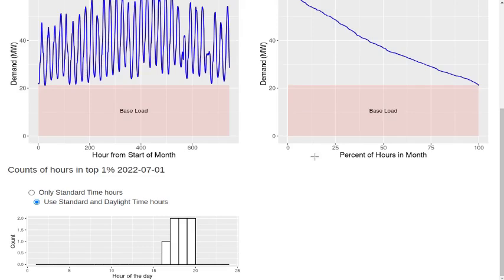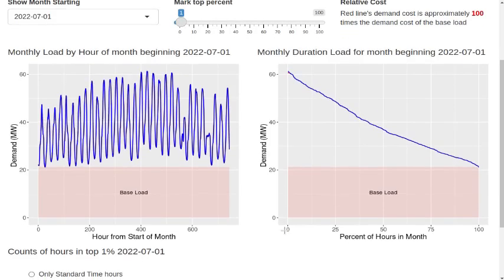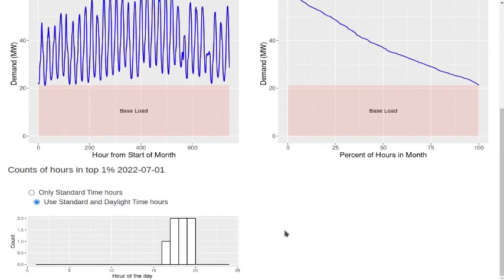Another thing on this page is this chart at the bottom down here, which tells you where those hours occur. So you can get an idea, if you're looking at load shaping, where those hours occur. Look, as I said in the presentation, knowing only the peak hour is insufficient. You need to know when your demand is.